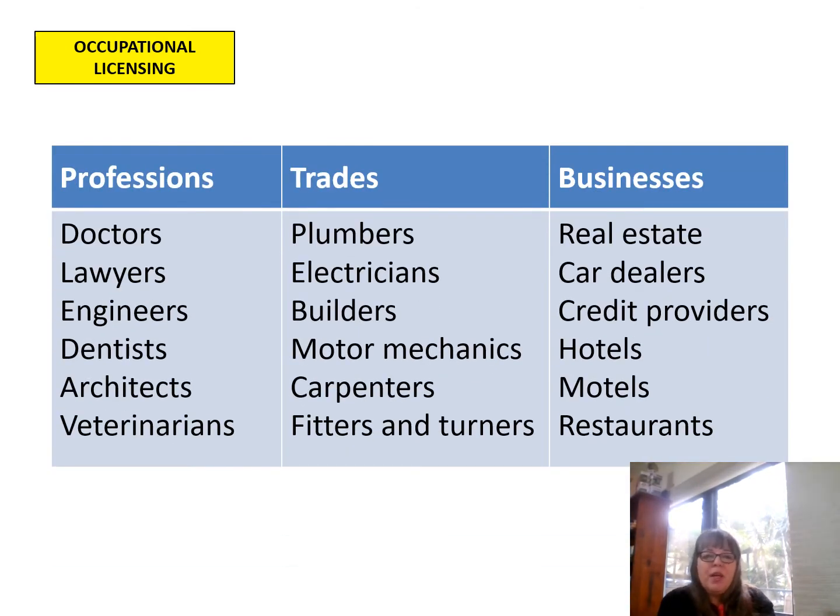Under professions, we have people like doctors, dentists, veterinarians. For example, these people have instruments cutting into you. You want them to be licensed. You want to trust that these people are going to look after you. Under trades, builders, you want a house that won't fall down on your head. Motor mechanic, you want someone who's going to fix the brakes so that you don't die.